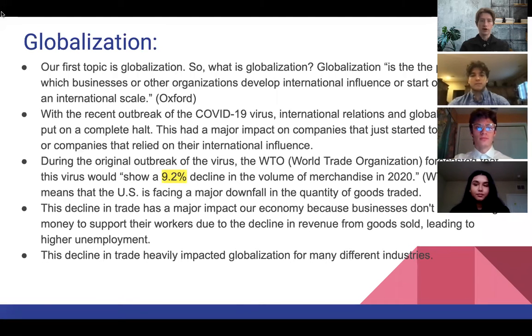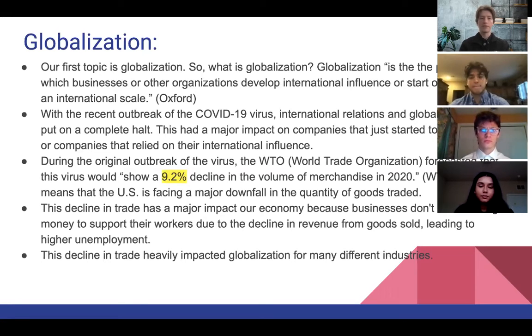All right, so our first topic is globalization. Globalization is the process by which businesses or organizations develop international influence or start operating on an international scale. As we all know, COVID-19 closed down the borders and travel hit an extreme low. As the World Trade Organization forecasted, the virus would show a 9.2% decline in the volume of merchandise. This means there was a major downfall in the quantity of goods being traded.